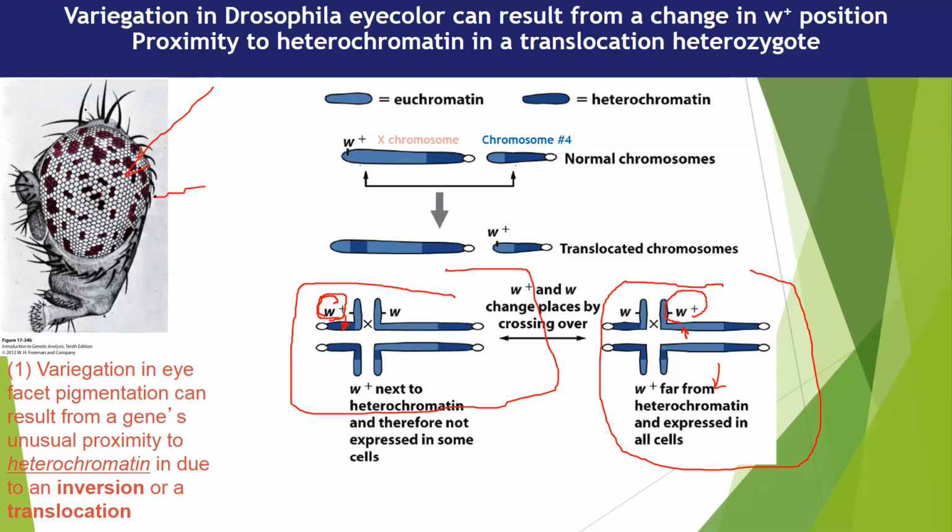So that's why for these eyes, in some cells you're going to see the wild type red color, but for some cells you see the white color. This is the mutant allele. All right, so this phenomenon can be explained by the translocation event, right?